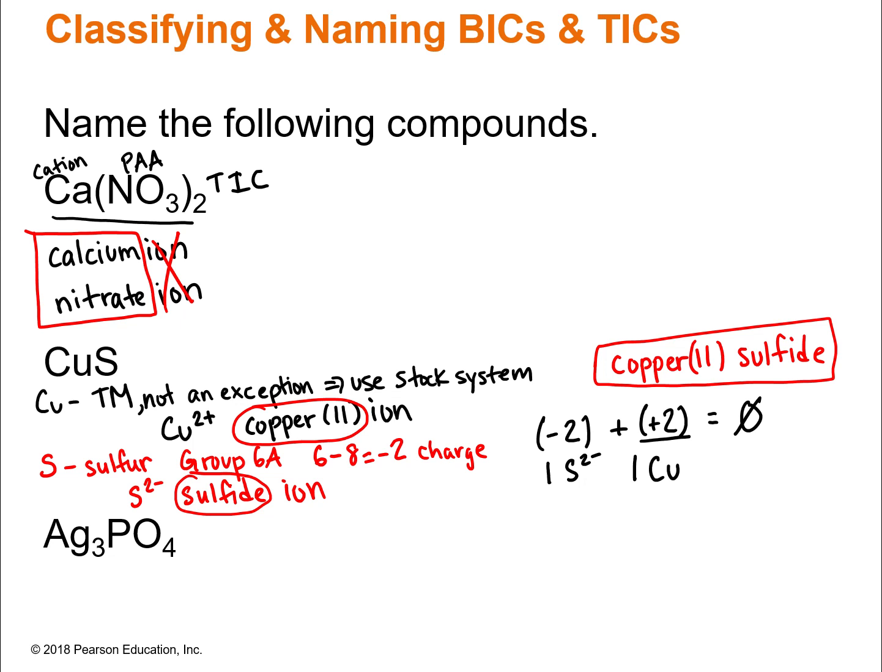Let's do the last one. The first part is the metal. We've got silver. Let me know if it's a transition metal and whether or not it's an exception. It's a transition metal and it's an exception. It only makes one ion, and that's silver 1+. So we name it just the silver ion.